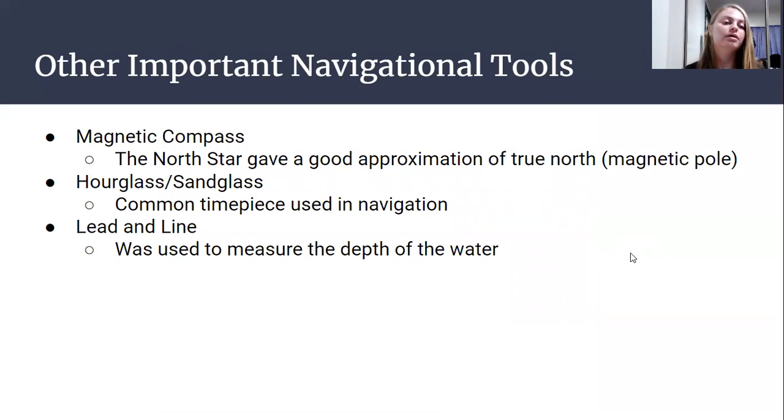All right, and then just a couple other navigational tools. They used a magnetic compass, and with that, the North Star gave a good approximation of true north, which is the magnetic pole. They would also use an hourglass or a sand glass to keep track of time. And then they also used a lead and line. They would have a piece of lead attached to a line, and on that line they would have knots at evenly spaced intervals. They would throw the lead over the ship into the water and let it fall, and keep track of how many knots passed by as it was falling to the bottom. Once it hit the bottom, however many knots passed by, they would use that to measure the depth of the water.